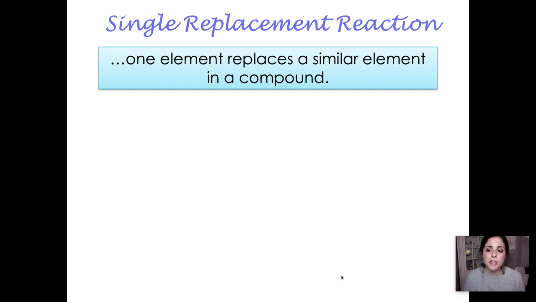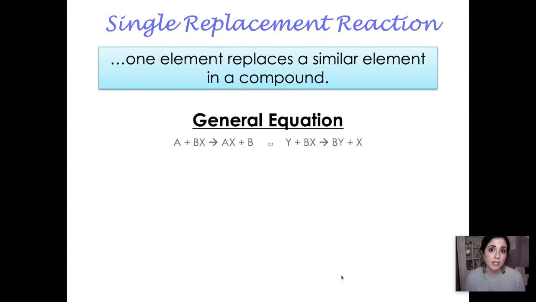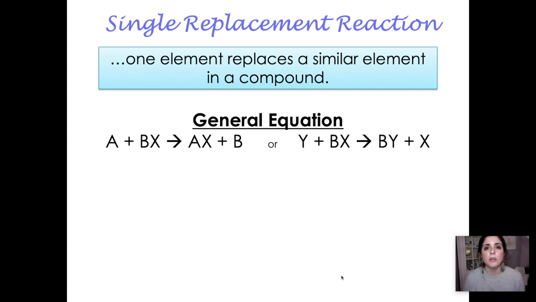The next reaction is a single replacement reaction. And this is when you have an element that's replacing a similar element in a compound. When we say similar, normally you're switching cation for cation, or you're switching anion for anion. So positive for positive or negative for negative, which is what these general equations are showing. Here, we can assume that A and B are similar because they are both at the beginning of the alphabet. Therefore, they are switching places. B isolates itself out and A bonds to X.